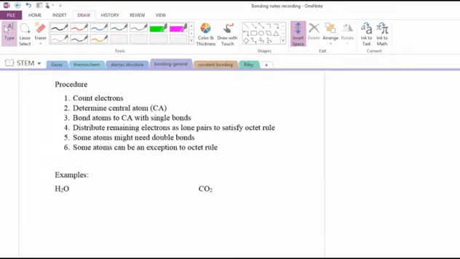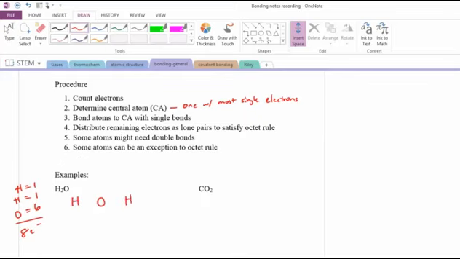So here's our procedure. Count electrons. So here's our compound. H brings 1 electron. Get another H, it brings another electron. Oxygen brings 6 electrons, so we have 8 electrons to work with. Now, what's the central atom? Central atom is going to be the one with the most single electrons, because that one can form the most bonds. So oxygen is going to be in the middle. Hydrogens are going to be on the sides.